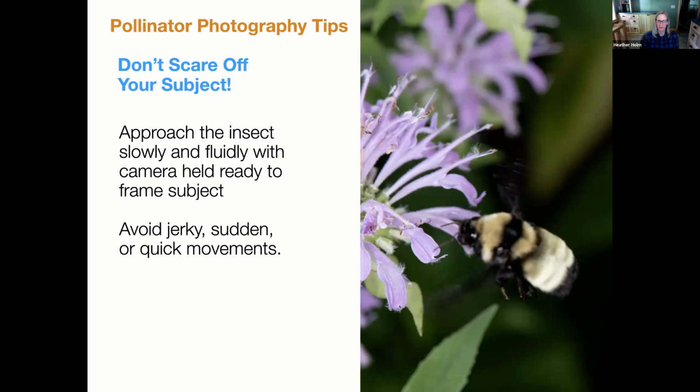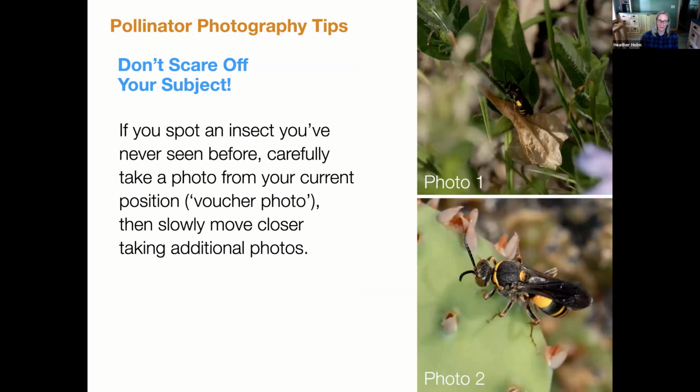Picture yourself a train on the tracks. So you want to move at a very slow pace and smoothly move forward toward the bee. Any jerky, sudden movements will often scare off flower visiting insects, and particularly in early spring, queen bumblebees are really finicky and do not like any kind of jerky movements, so they can be a lot more difficult to photograph.